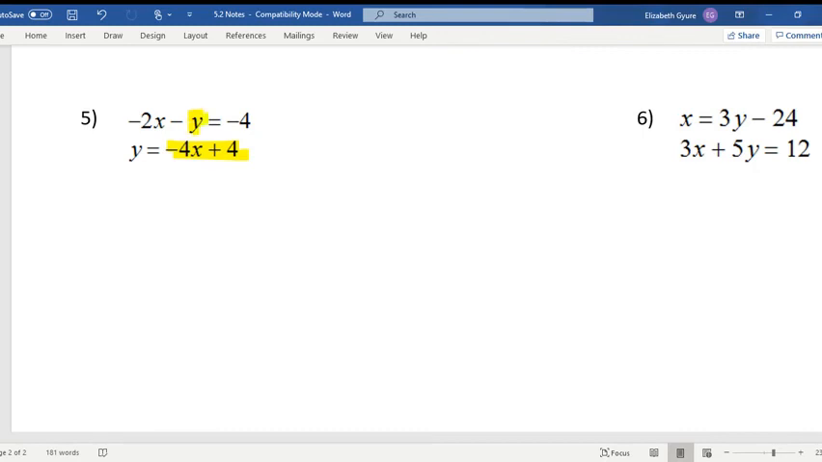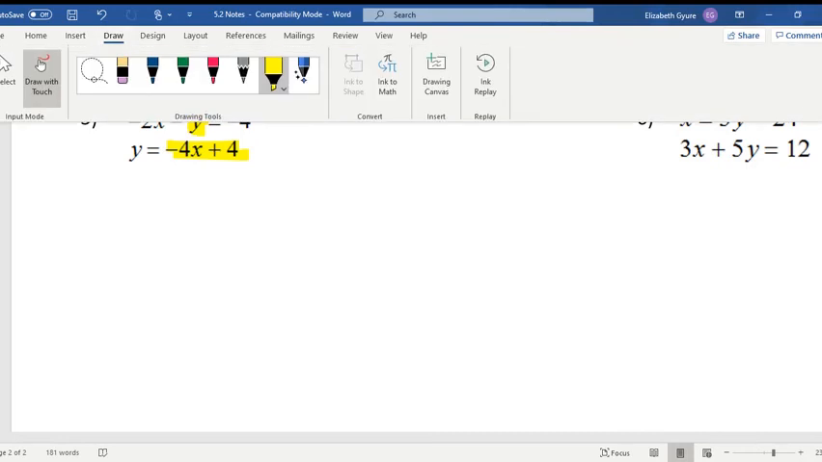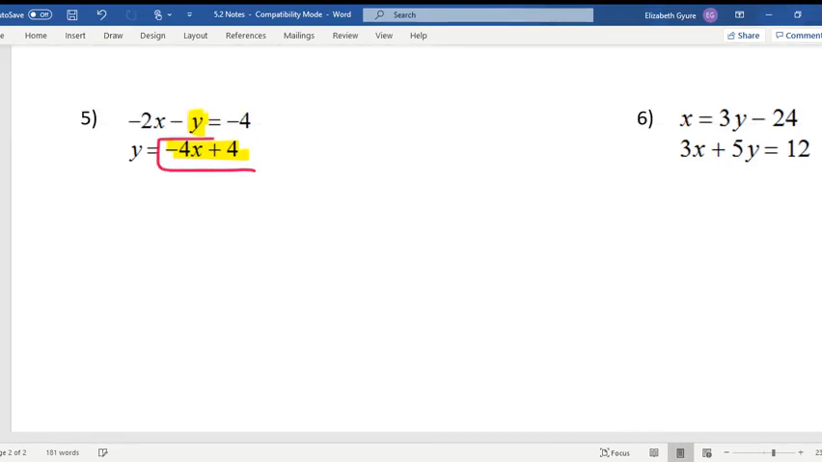Yes. Where do you guys see y in the top equation? Yeah, right here, right? Okay. So we are going to take what y equals, and we're going to plug it in place of this other y. I need to rewrite my top equation, don't I? But instead of y, what am I going to put?